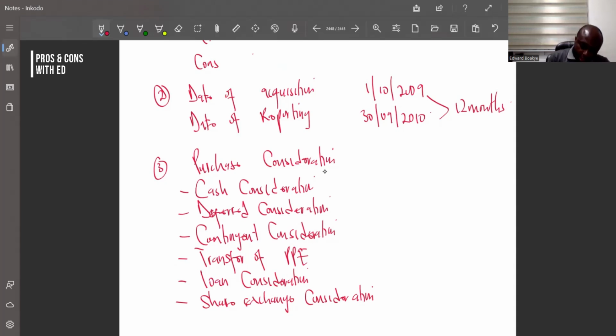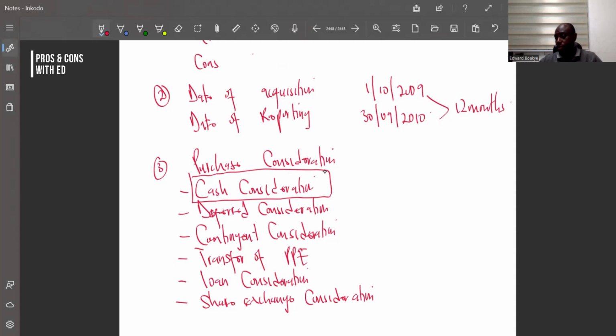When we talk about cash consideration, that one is just about paying cash. It's just about purchasing the company, then you pay cash and you go your way. So it will not have much workings to be done. It's just the cash, and that will be our consideration for the period. And that will be all, right?